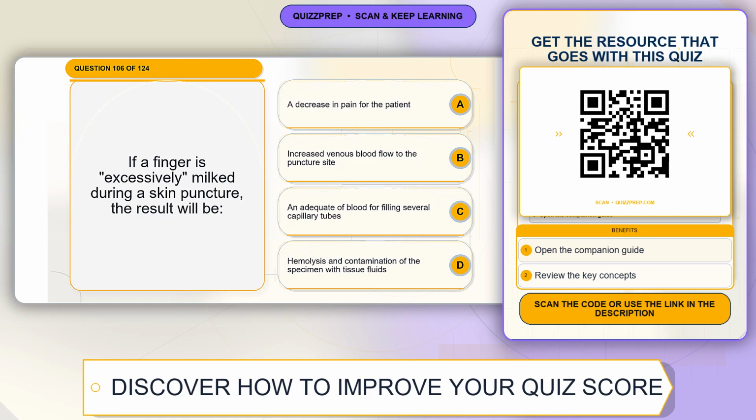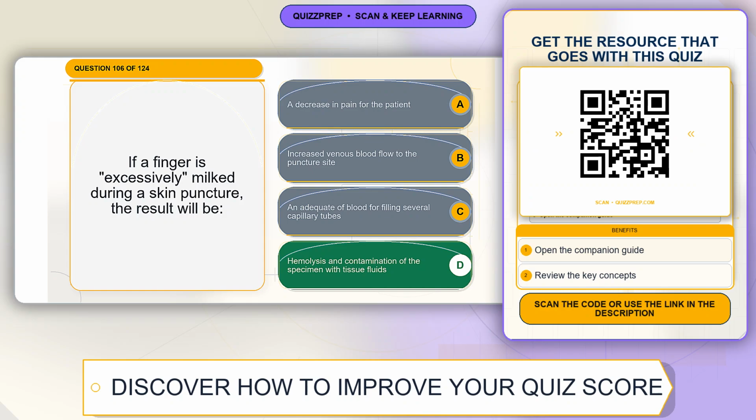Question 106. If a finger is excessively milked during a skin puncture, the result will be: Option A, a decrease in pain for the patient. Option B, increased venous blood flow to the puncture site. Option C, an adequate amount of blood for filling several capillary tubes. Option D, hemolysis and contamination of the specimen with tissue fluids.